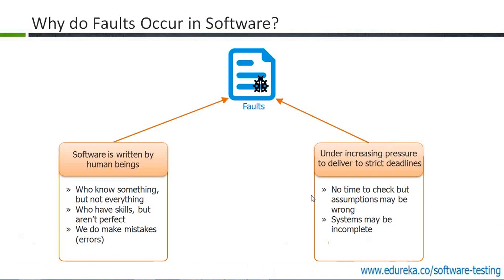Okay, and thirdly, we do make mistakes. How do we make mistakes? We interpret something. We might have gone to the meeting in the morning, and the client would have told you something, and your understanding could be different, and that would have caused an error or a fault. Okay, so how to overcome this? Okay, this could be an interview question. How do you overcome this?